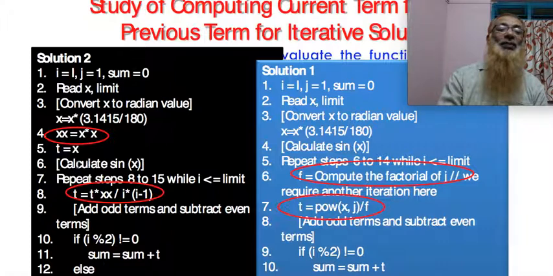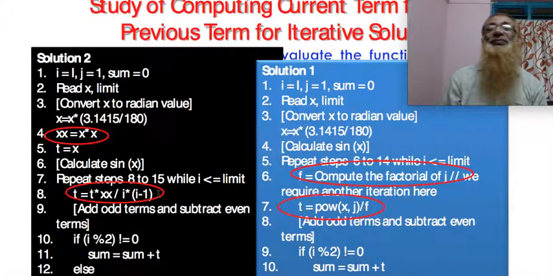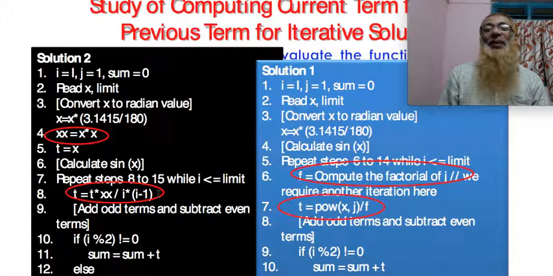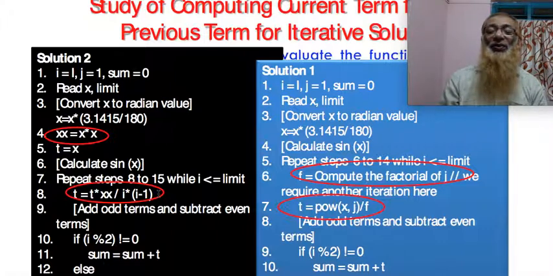Then when we compute the current term from the previous term, we could eliminate one more inner loop. This is how this technique of generating the current term from the previous term can be applied wherever possible to reduce the computations and to arrive at efficient solutions.